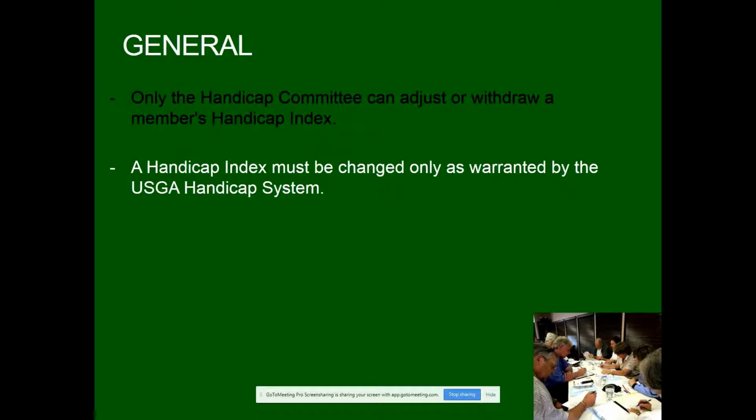A handicap index must be changed only as warranted by the handicap system. Obviously, a committee can't just say, yeah, we're just going to change them. There needs to be evidence as to why somebody needs to be adjusted. And that's why we're here to help you along in that conversation.